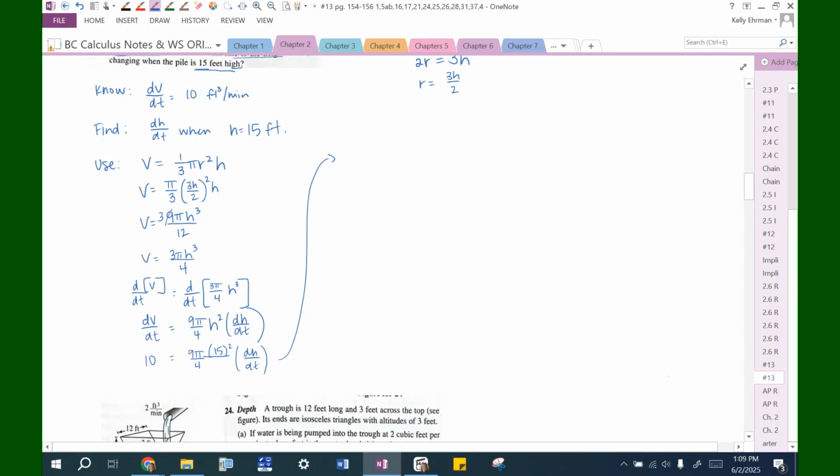Bring this up here a bit. And so again, you don't really have to simplify. You can just say, all right, multiply by the reciprocal of this. So I'm going to make it 4 times 10 over 9 pi times 15 squared. And yeah, you don't have to simplify things. You can, certainly, but I'm not going to. So that's equal to dh/dt. Oh, and I do need to put a label on this. Height is a linear measurement, so it should be feet per minute.